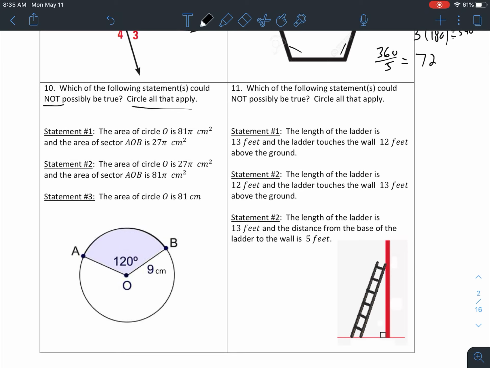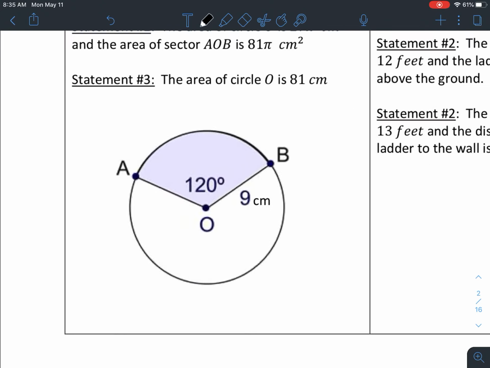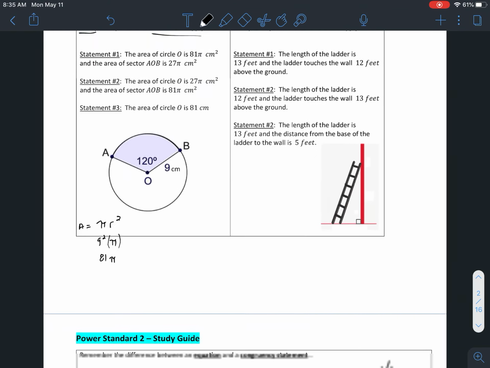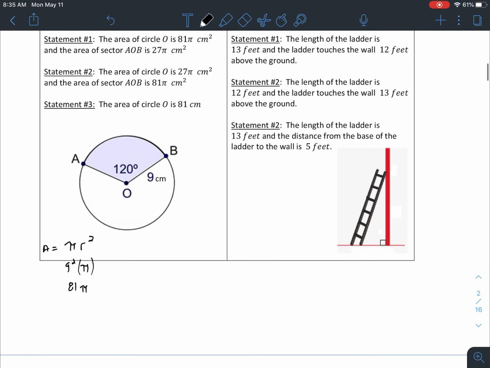The area of circle O is 81 pi centimeters squared, and the area of sector AOB is 27 pi centimeters squared. Okay, so to find the area of a circle, I'm going to type down here, the area of a circle, A, is equal to pi r squared. We know our radius is 9, so 9 squared times pi, 9 times 9 gives us 81 pi. Oh look, the area of that is correct.